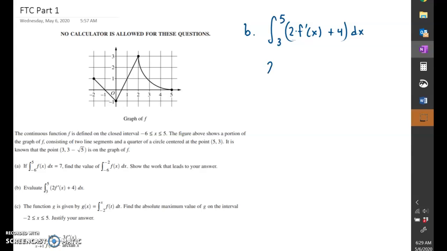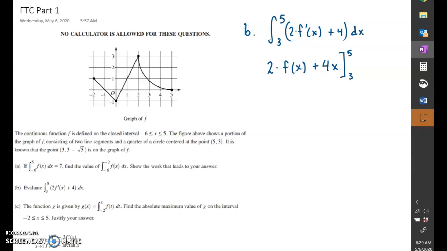constants multiplied can just be pulled out. So 2 times the antiderivative of f prime, well, would be f. And then the antiderivative of 4 would be 4x. And then we'll evaluate that from 3 to 5.